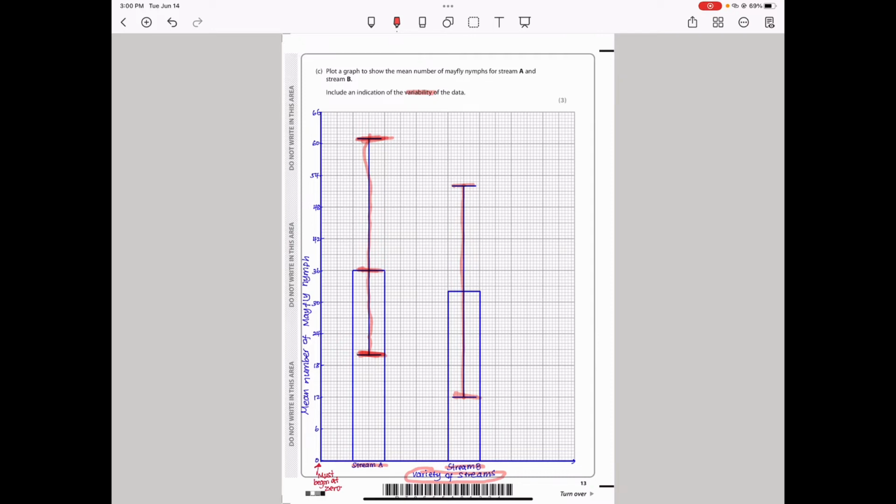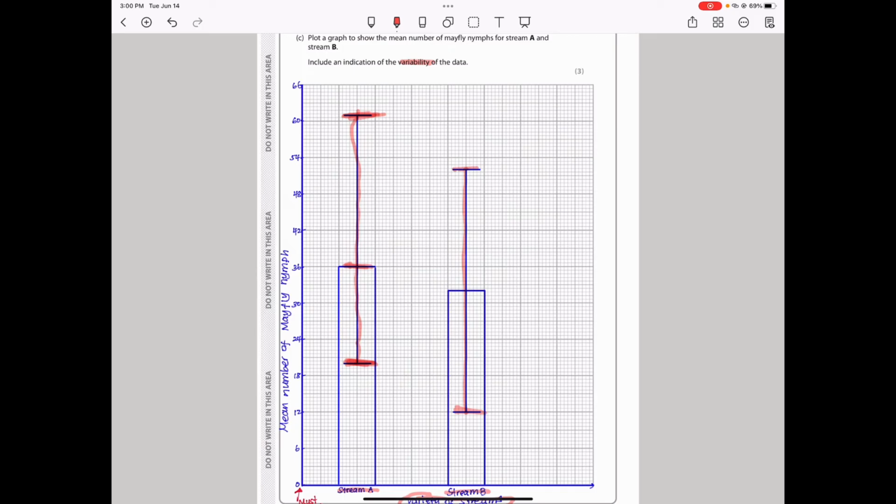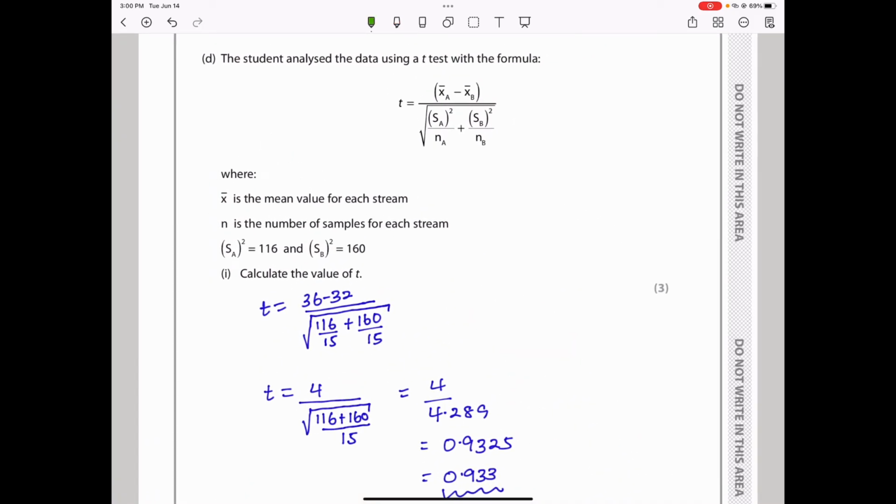The scale has to start from 0, so you have to find your appropriate scale and draw. Remember to put units. And then this is easy. This is just a bar graph you're required to draw here. So the next part says, the student analyzed the data using the t-test with the formula.